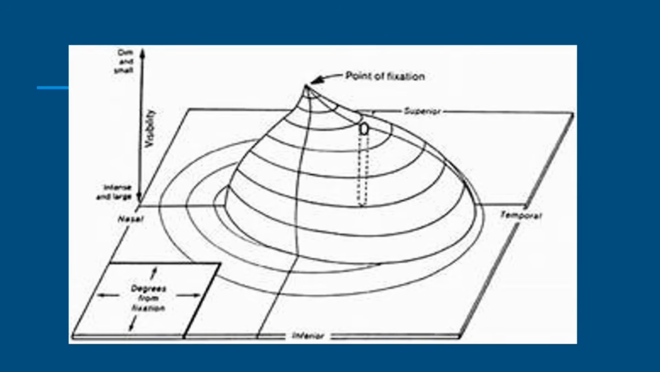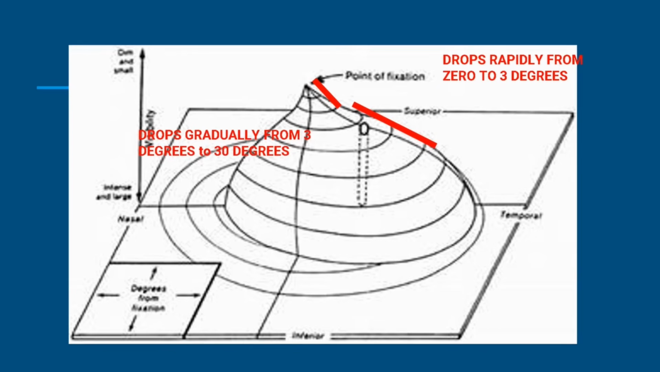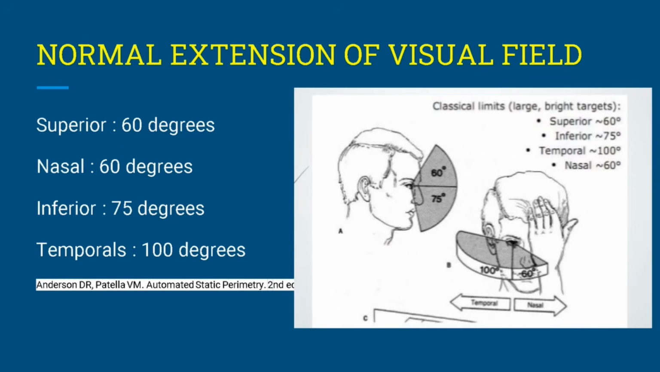This sensitivity drops rapidly from 0 to 3 degrees, then drops gradually from 3 to 30 degrees, and drops even more rapidly from 30 degrees onwards. The normal extension of the visual fields is 60 degrees superiorly, 60 degrees nasally, 75 degrees inferiorly, and 100 degrees temporally.